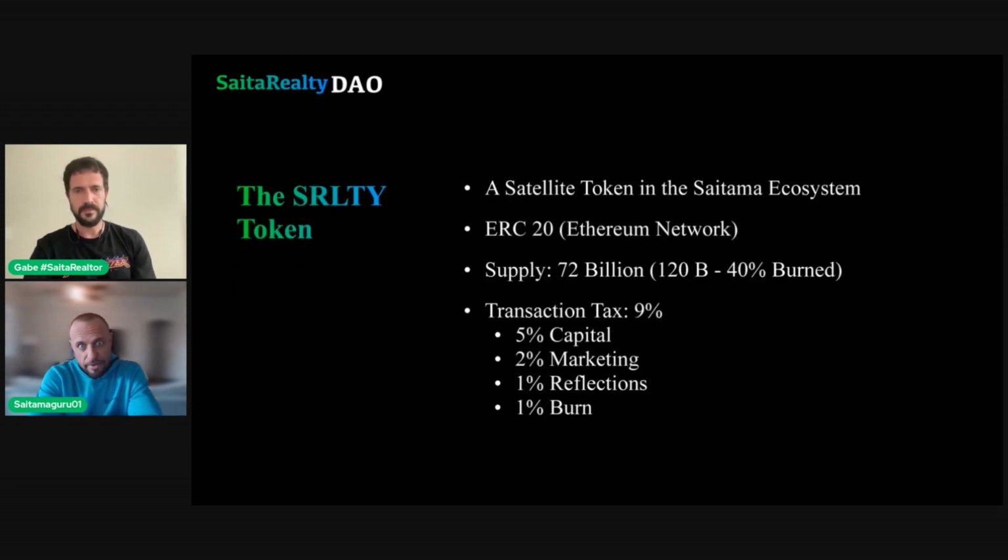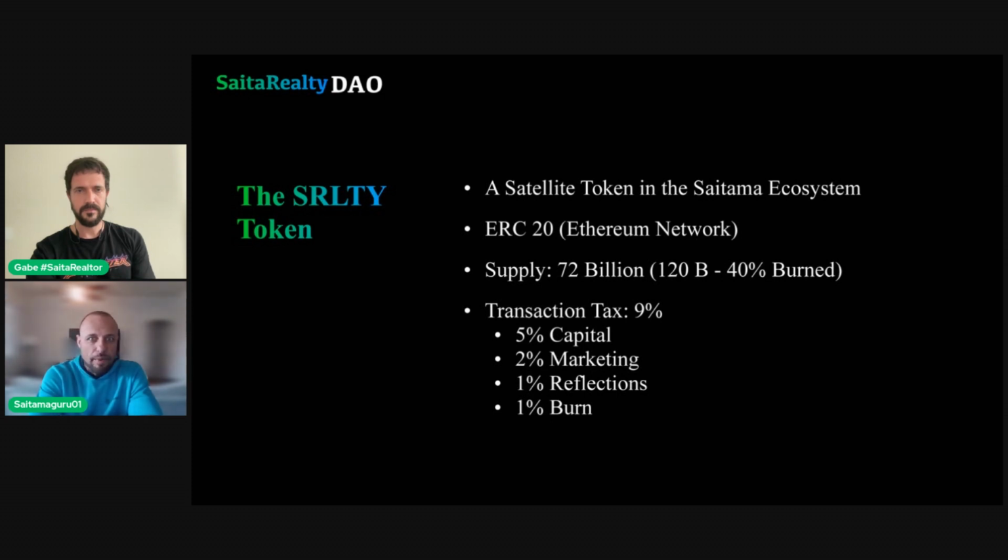SaitaRealty token, a satellite token to the Saitama ecosystem. It's an ERC20 token on the Ethereum network, 72 billion supply after the 40% was burned. So again, this is just kind of a recap or new information for those that are looking to get it. The taxation on the token itself: 5% capital. Capital, of course, is what we utilize to purchase the real estate, the actual investment. 2% marketing, 1% reflection. So it is deflationary, of course. We get the 1% burn as well. So you guys get all kinds of cool dividend kickbacks. You get the reflection, you get the deflationary tokenomics, and everything else that goes with it.